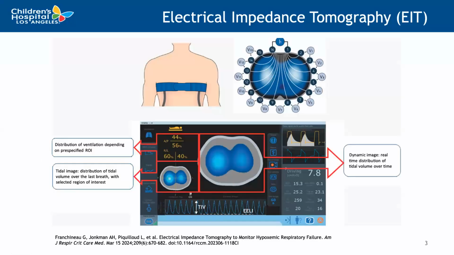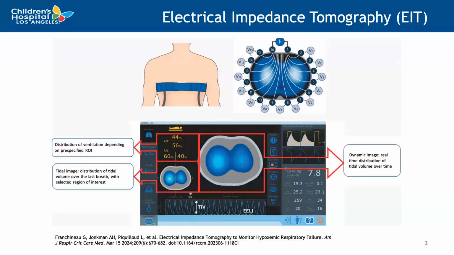So as the video showed, I would like to go over an overview of EIT for those that may be less familiar, or as a review for those that have used EIT previously. So EIT is a technology that encompasses a belt that's composed of 32 electrodes. It's positioned between the fourth and fifth intercostal space.